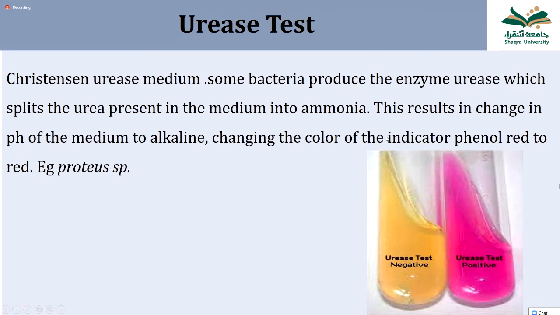See, urea is a compound made up of carbon, nitrogen, oxygen, and hydrogen. The bacteria which split the urea by producing urease, the urease enzyme breaks the urea into ammonia and carbon dioxide. Okay, NH3.